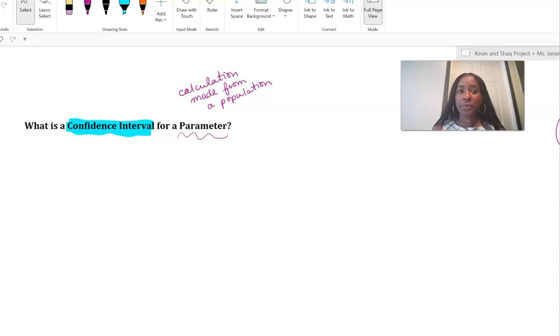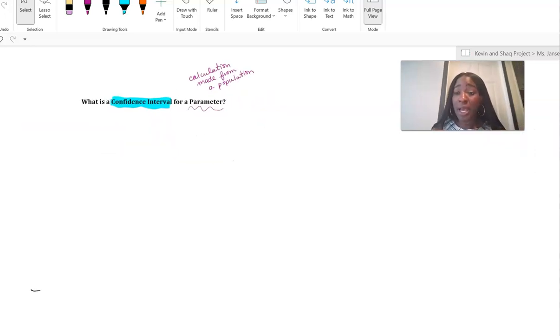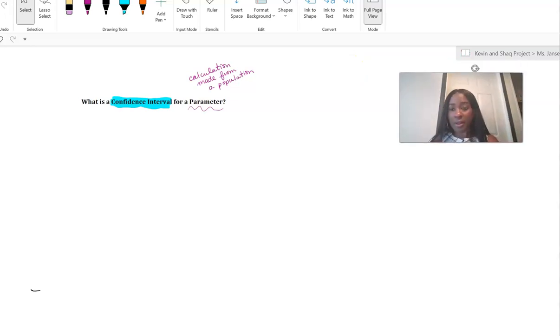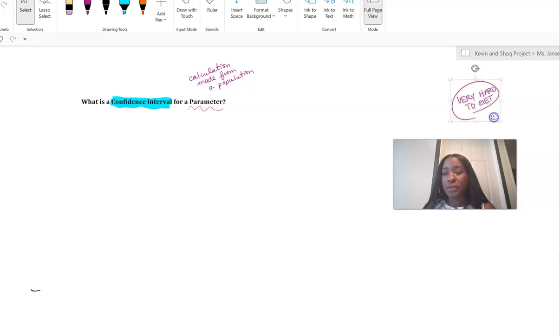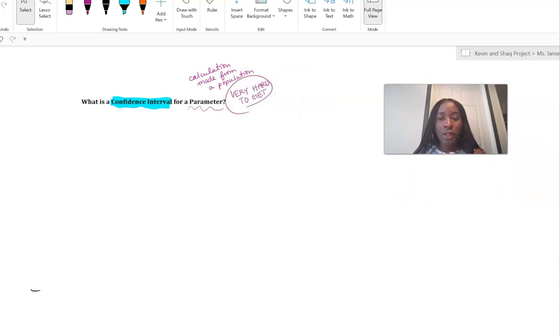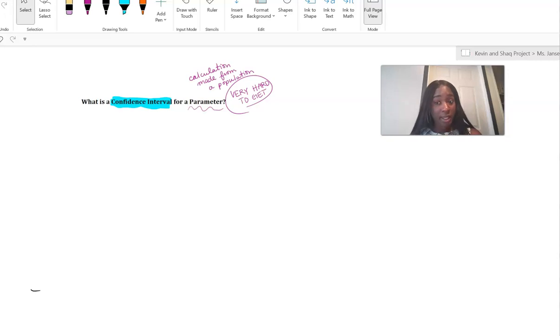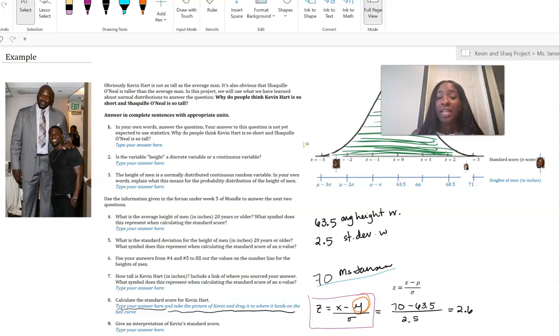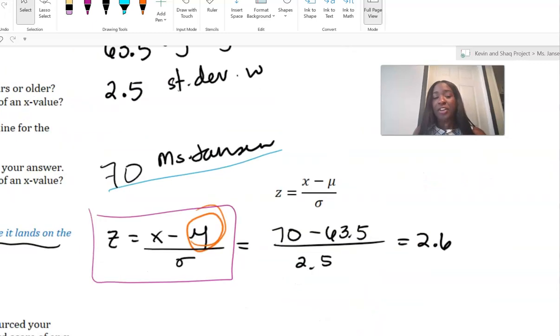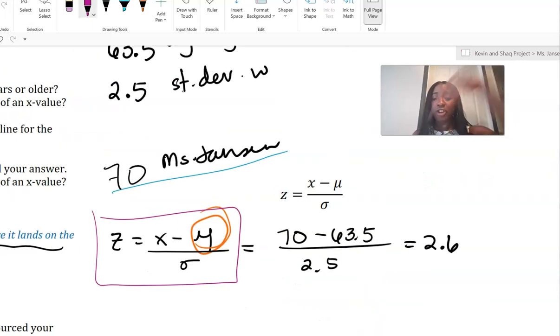And not only did we learn that it was something from a population, but because of the nature of a population, which includes everything, it is very difficult for us to get a parameter. But we've seen some parameters rather recently in our course. We have used them in our projects. For instance, when I did my example video with the Kevin and Shaq project, I took my height of 70 inches and I converted it to a z-score so I can go use the standard normal table to answer some questions about people that were taller than me or people that were shorter than me.